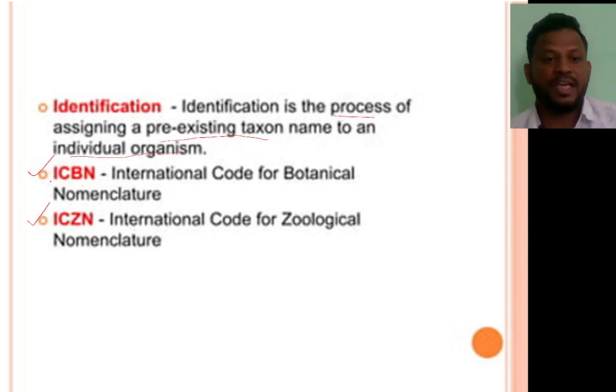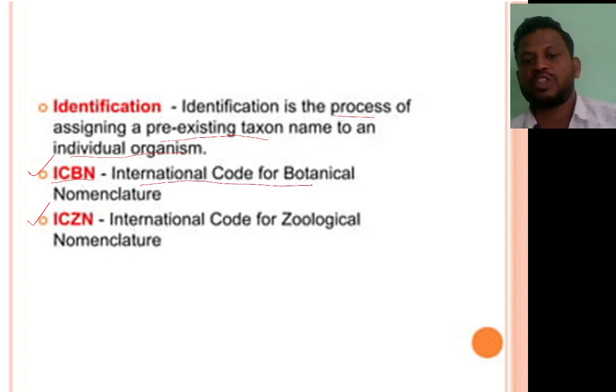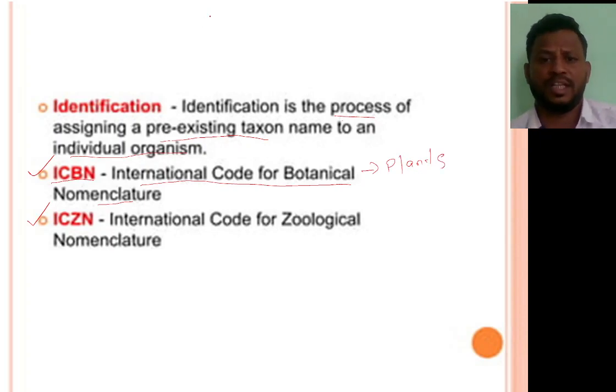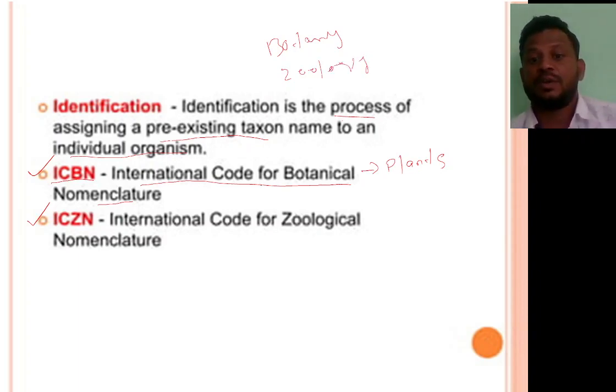One is the ICBN, that is International Code of Botanical Nomenclature. ICBN means International Code for Botanical Nomenclature, which is related to the plants. Botany means plants. As you know, in biology we are categorized into different types. One is botany, right? We call it botany, and zoology, right? Zoology.